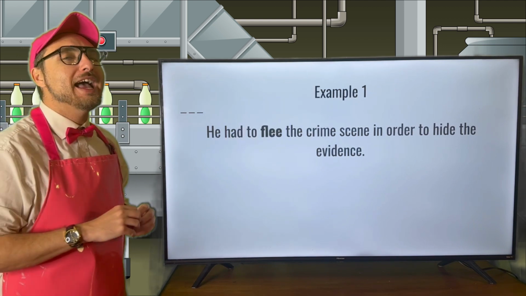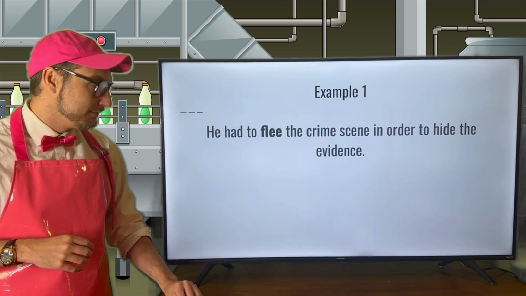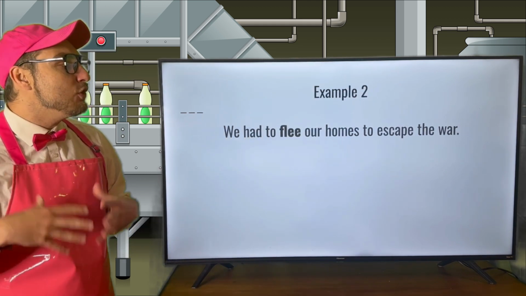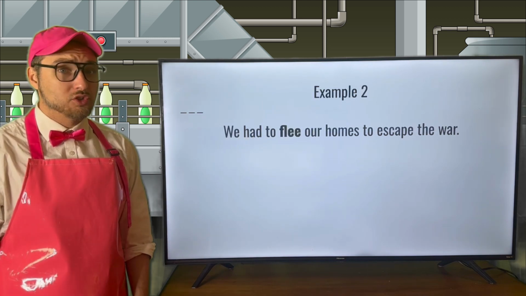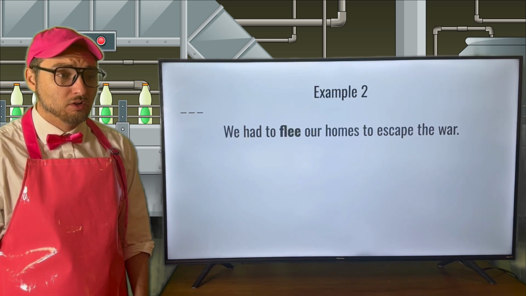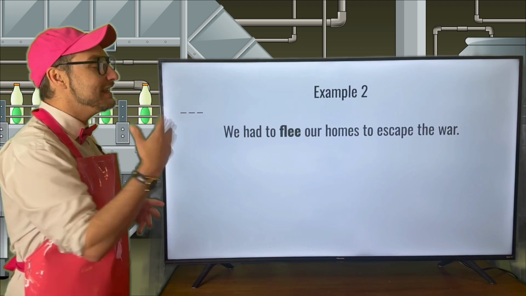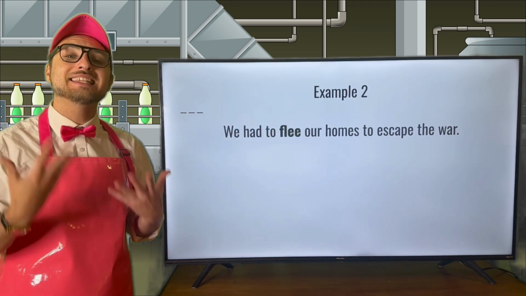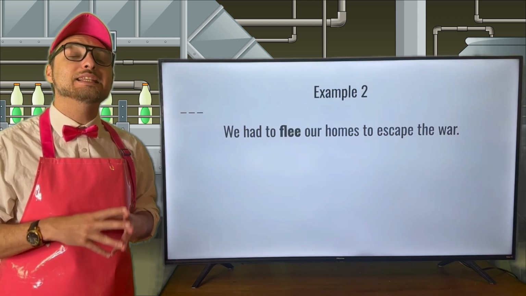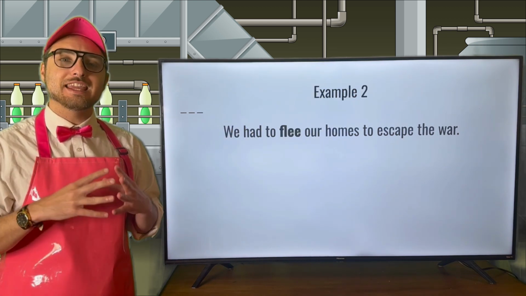Let's go ahead and look at another example. We had to flee our homes to escape the war. All too real. In this case, these people had to run away from their homes to escape danger. So that's the meaning of the word flee.